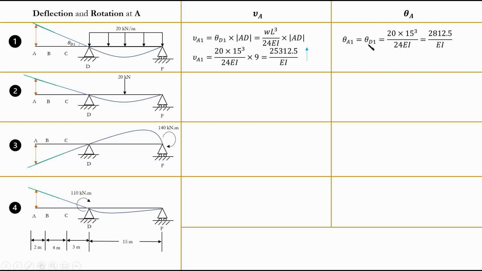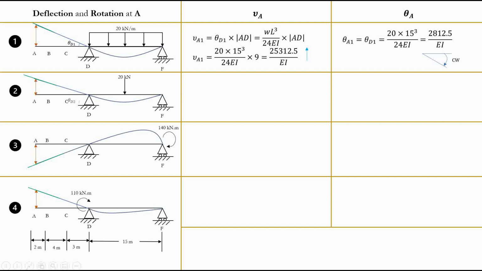And is it clockwise or counterclockwise? It's going to be clockwise. Why? Because you can see, right? So this is clockwise. This is your normal curve. This is your deflected curve. This is basically deflecting in the clockwise direction, right?